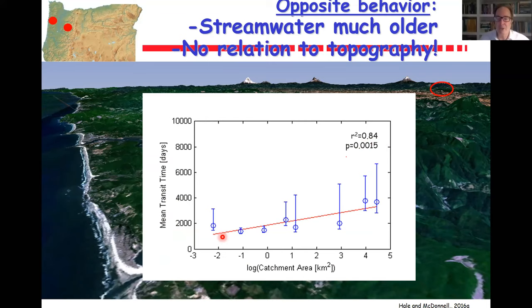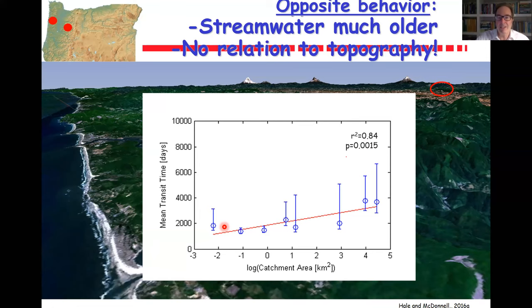Also here, the ranges range from about 3 to 11 years, so much older. Why is that? Think about that for the question period. It's older water. Why is that? And it's scaling with basin area, not with the terrain measures. Try to think about what might be going on there. And I'd love to hear your thoughts on that.